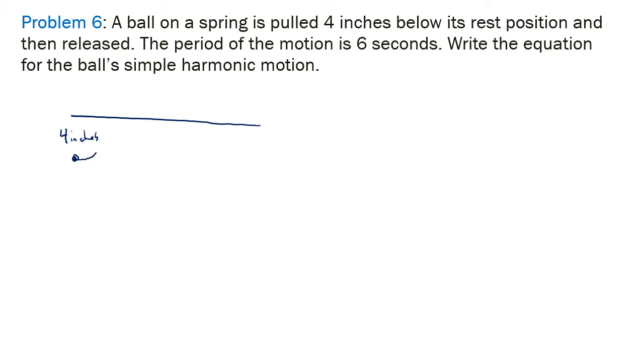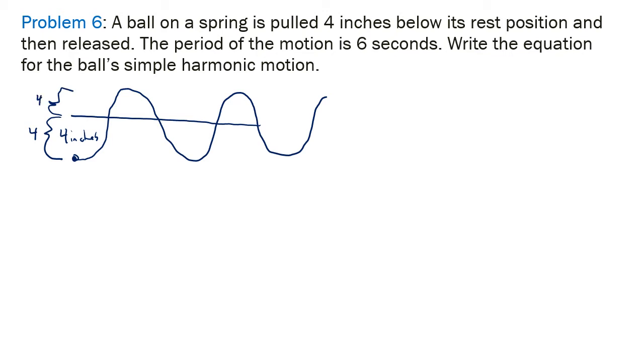And then we let it go, and it goes up, and it goes down, and it goes up, and it goes down, and so on and so on. Where we have our amplitude, or what they call the maximum displacement, as 4. And the maximum displacement as it goes up is 4. So you have that amplitude.